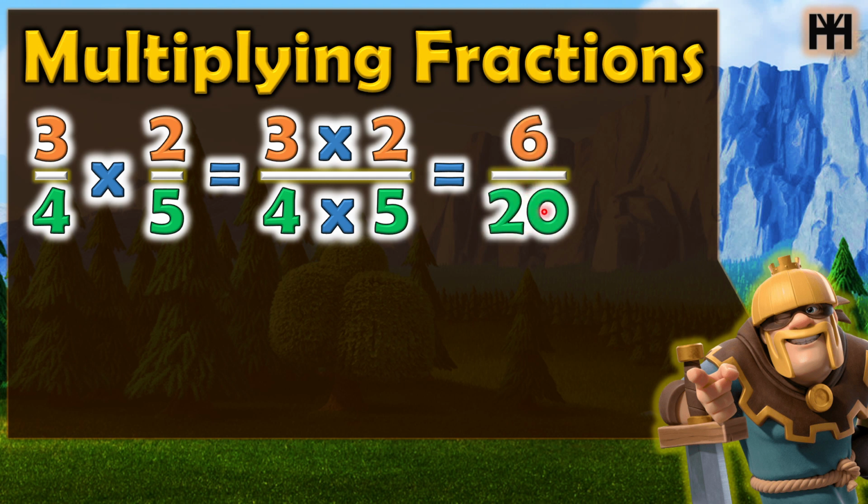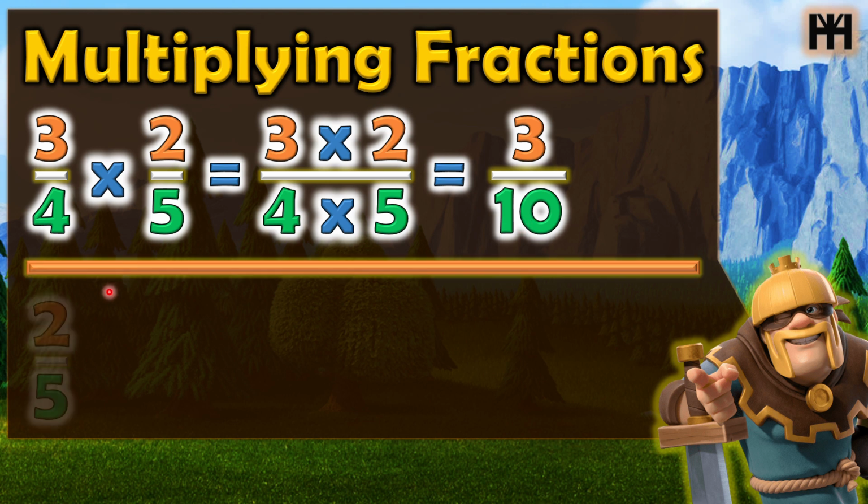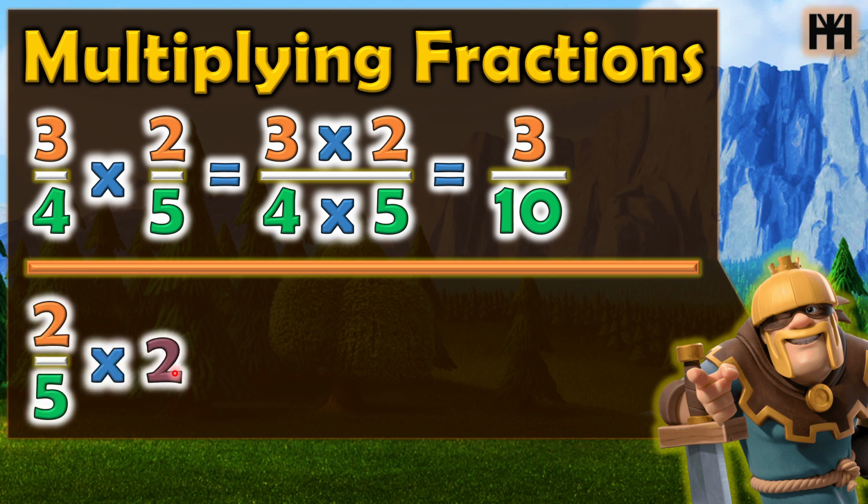Okay, are we done here? No, not yet. Both 6 and 20 are divisible by 2. So we'll divide them both by 2. So we have 3 over 10. Now we are done. Okay, let's see, we have 2 over 5 multiply 2.